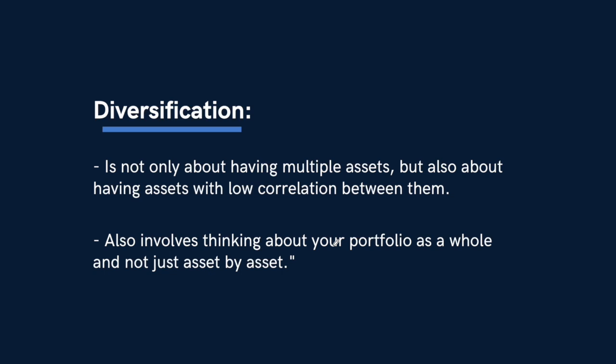So, to understand Markowitz theory well, you have to keep in mind these two key points. The first one is not only about having multiple assets, but also about having assets with low correlation between them. And the second one involves thinking about your portfolio as a whole and not just asset by asset.